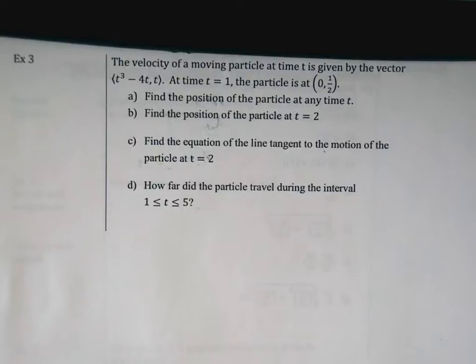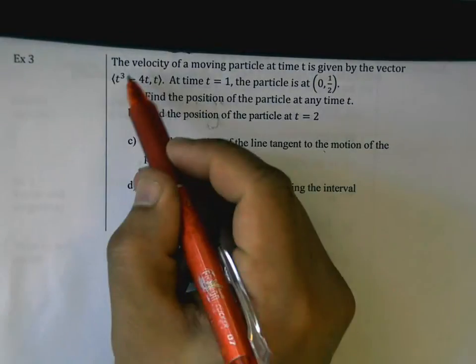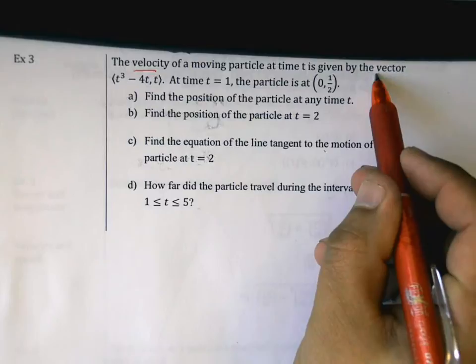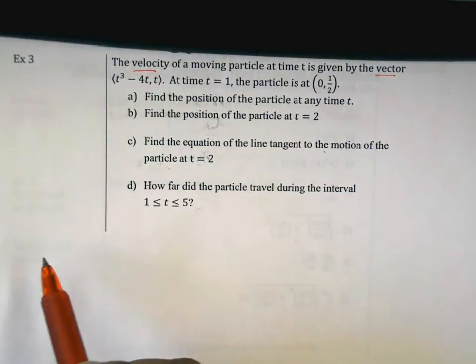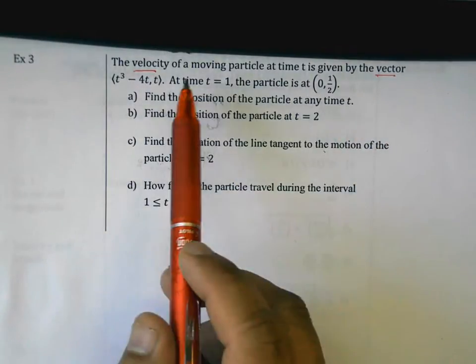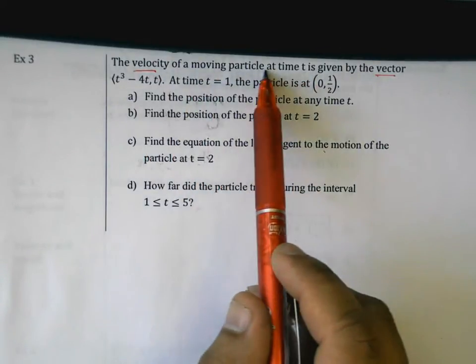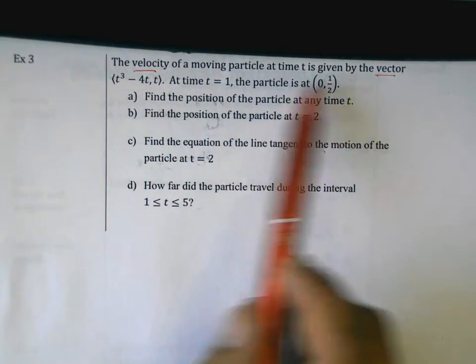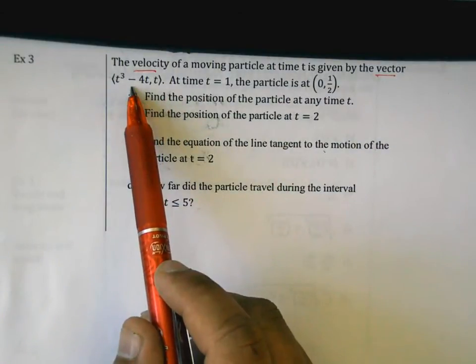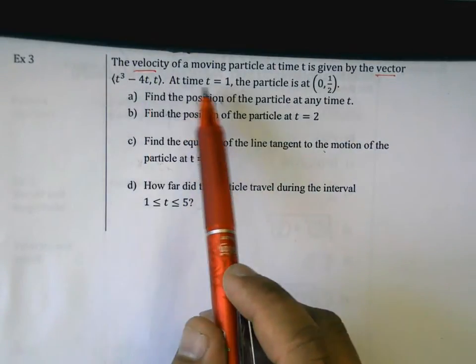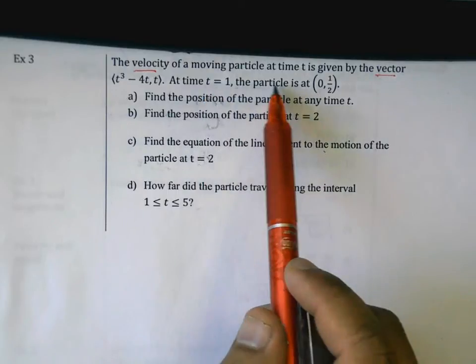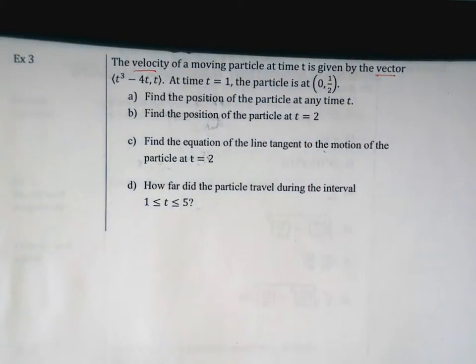Welcome to the video example on working with a particle moving in two-dimensional space, except this time we are given the velocity vector to start with, not anything about its position. The velocity of a moving particle at time t is given by the vector t cubed minus 4t and t. When t equals 1, the particle is at 0, 1/2.